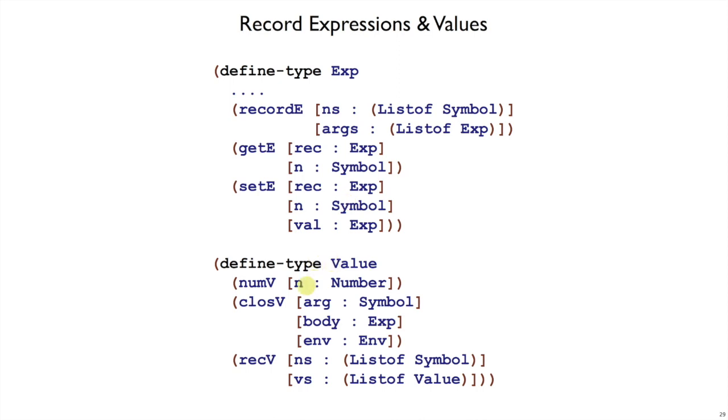Meanwhile, we have values. Values are still numbers and closures, or records. And once again, I have the names and the values in parallel here. So notice that rec v is similar to record e, and that we have two parallel lists. But for the expressions, we had names and expressions. And for the value, we have names and values.